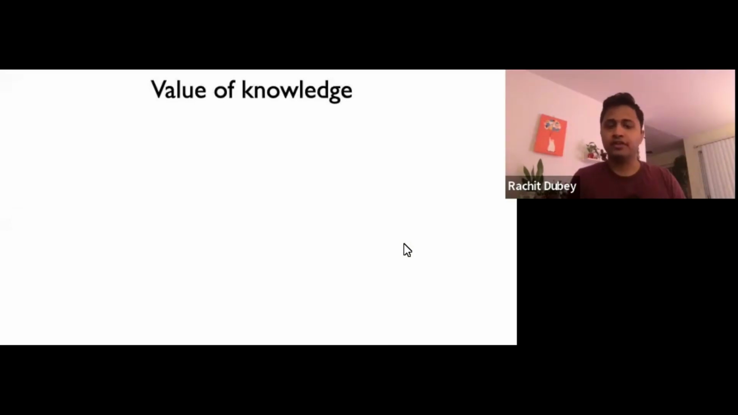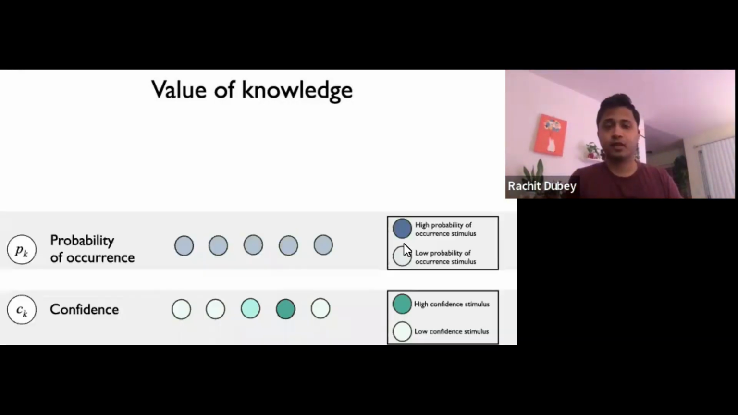So armed with all of this, the agent computes its value of knowledge. That is, how valuable is my current knowledge? Now let's consider this very simple case where every stimulus was equally likely to occur in the future. So the agent's value of knowledge would simply be the average of its current knowledge, that is confidence. But that's not always the case. Some stimuli are more likely to occur compared to others.